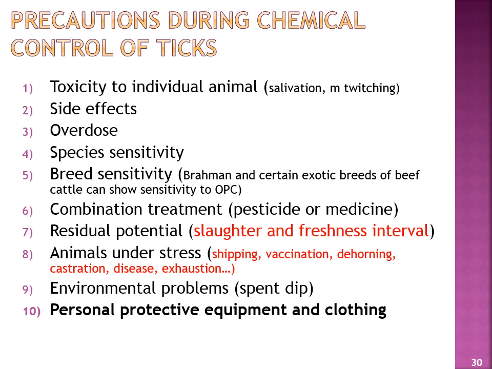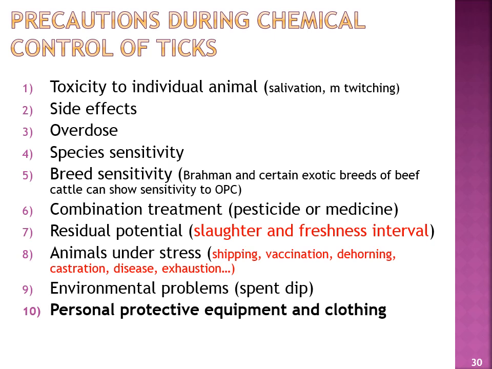However, the freshness interval, usually we use this expression when we take a product from the animal, for example, egg production or milk production. So the freshness interval is allowing the animal to be milked but discarding the milk and not using it for human consumption unless the withdrawal period has already elapsed.